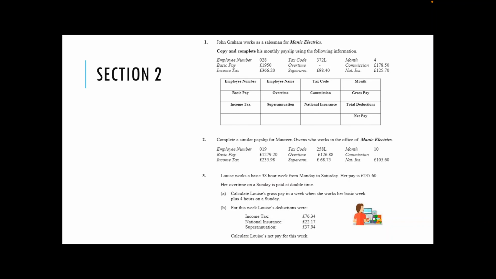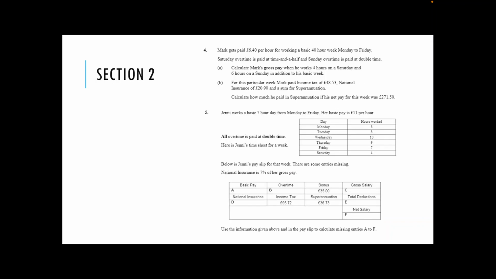Following that example there, I would like you guys to have a go at questions 1, 2 and 3 here for section 2 before moving on to the questions on the next page. So we've got 4 and 5. Try your best with these questions, guys. Remember, you've got section 1 to complete as well if you haven't already gone through those questions. I'm still available on Teams or by email if we need help with any of these, and I will see you in our next lesson.